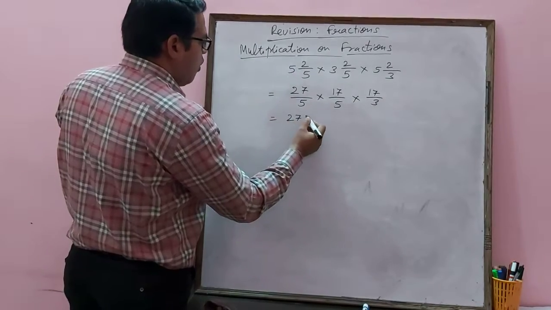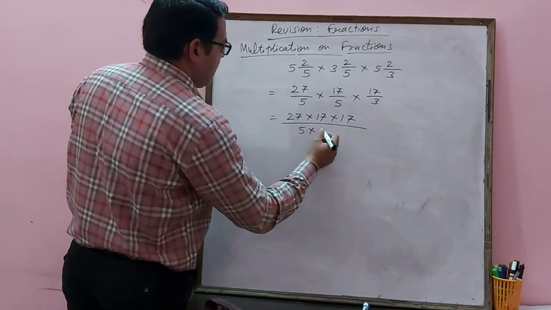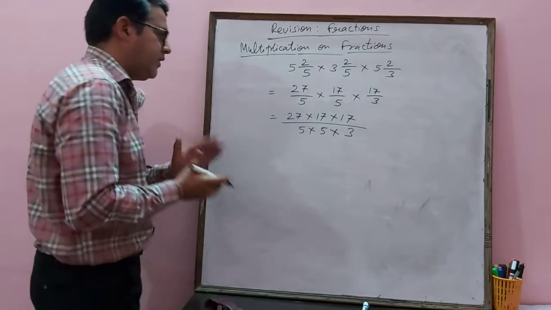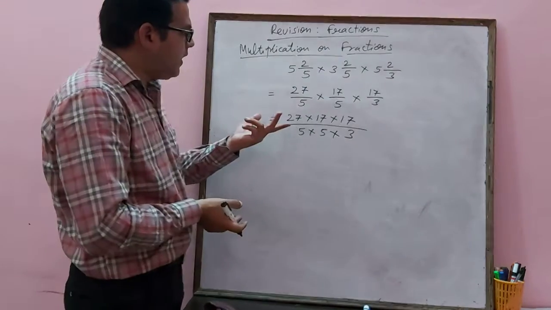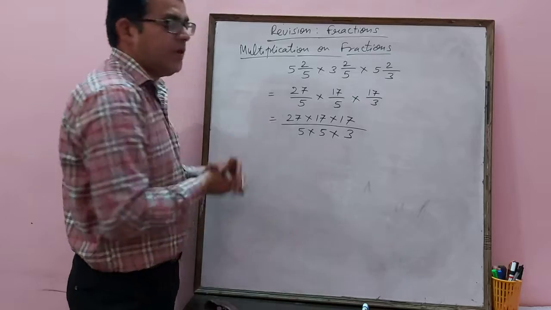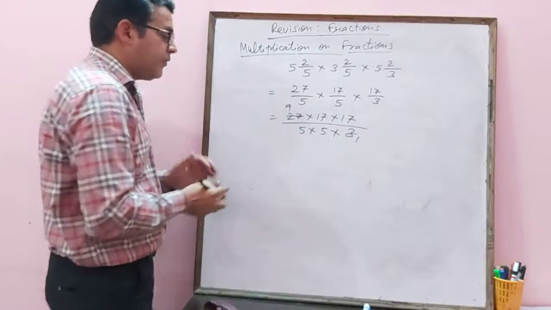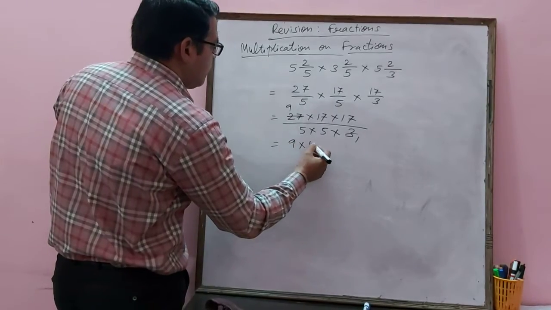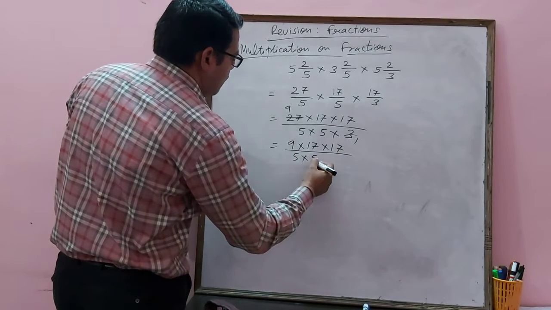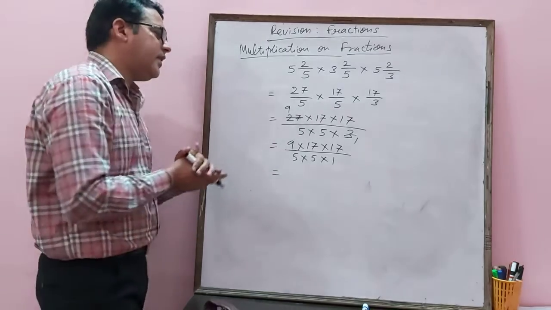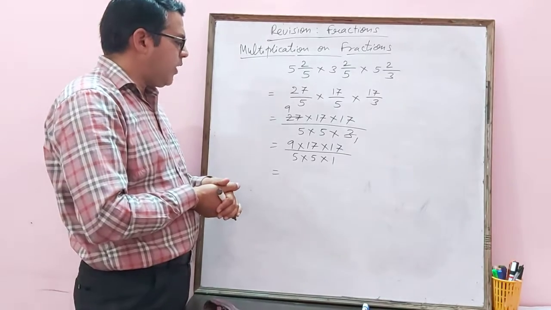Now what to do? We can write all numerators and denominators together using the multiplication operator. We can write like this. Right? Now see, 3 and 27 we can divide by 3, which gives 9. Now 9 into 17 into 17 by 5 into 5 into 1. This is the scenario now. Upper side we have 9 into 17 into 17 and downside we have 5 into 5 into 1.